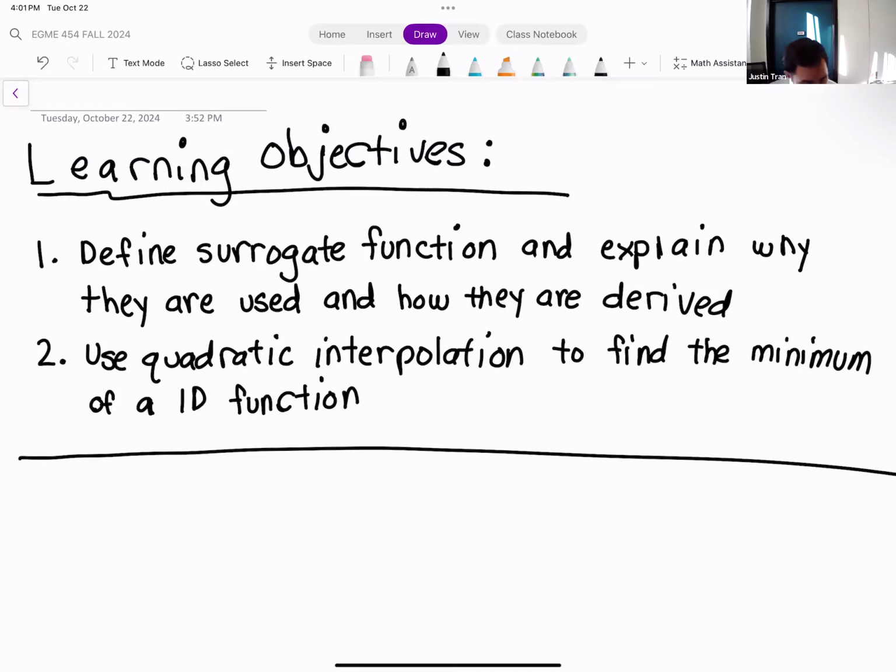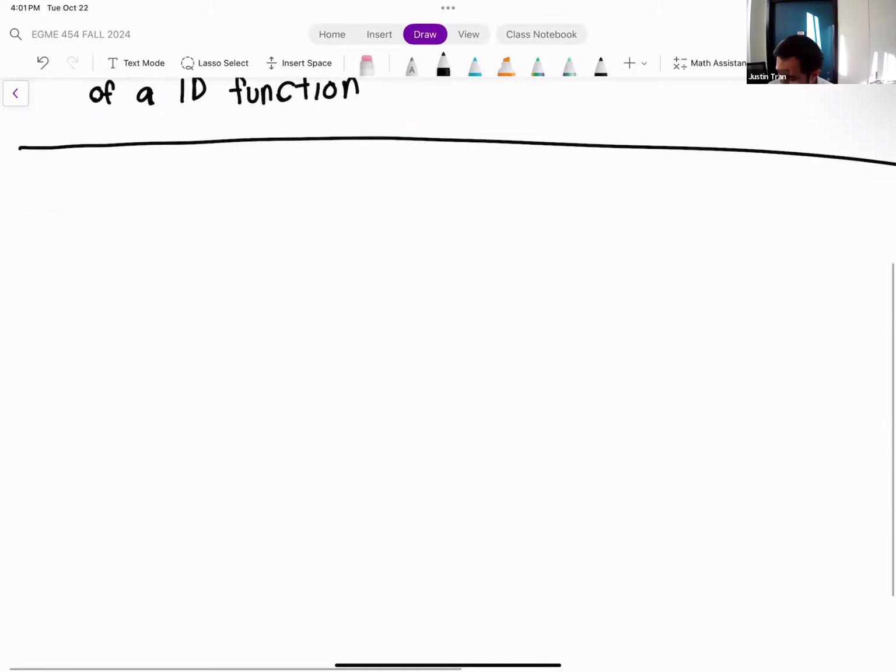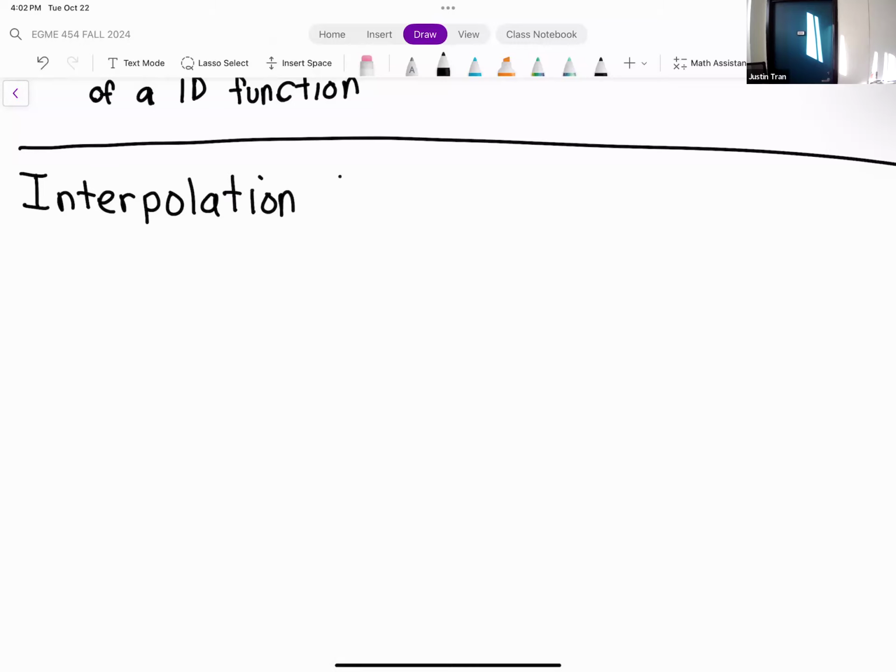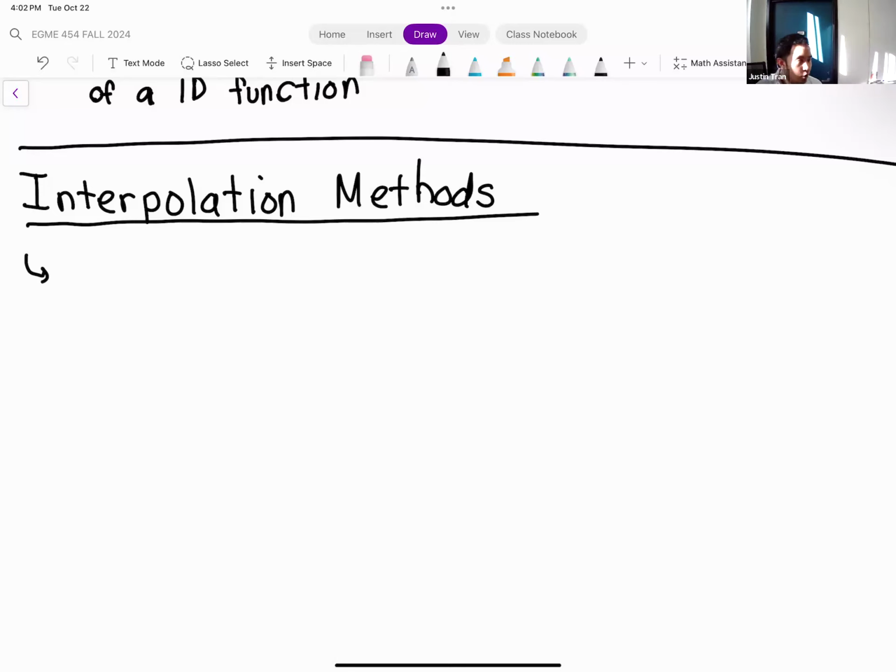Okay, so let's go ahead and continue along. The subject for today is interpolation methods. Interpolation methods belong to the same class of methods that we started the last couple of weeks, right? Remember, everything that we've been doing so far goes under the category of nonlinear programming.